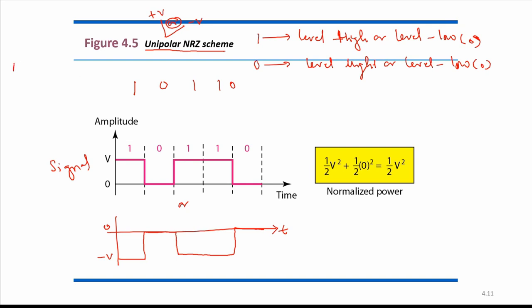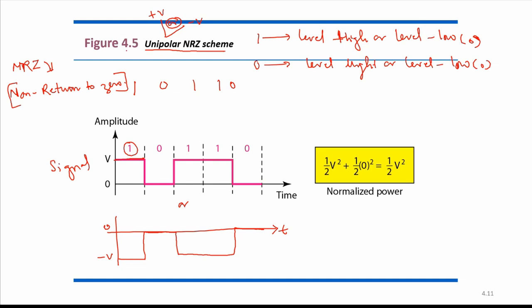NRZ. What is the meaning of NRZ? Non-return to zero. Suppose this is a 1, one bit, one data element. In this one data element, the level of the signal will be constant. It will not be changing and will not be returning to zero. If it is positive, it will stay positive; if it is zero, it will stay zero. Once we see the next scheme, we will easily understand what return to zero means. So this is how the unipolar NRZ scheme works.